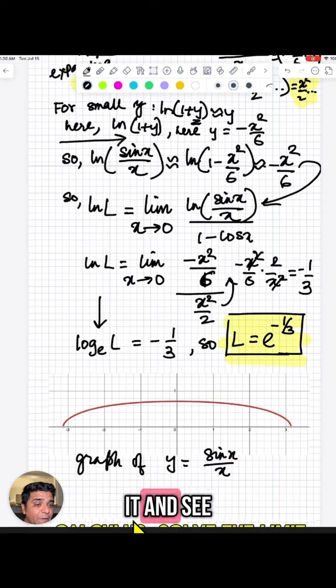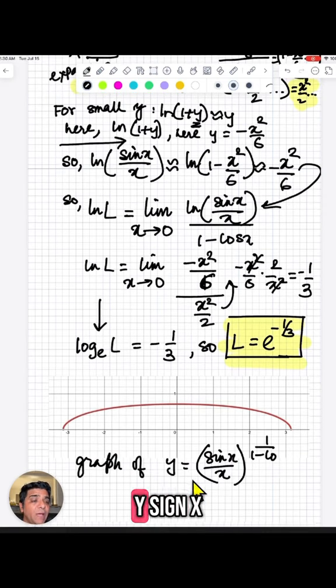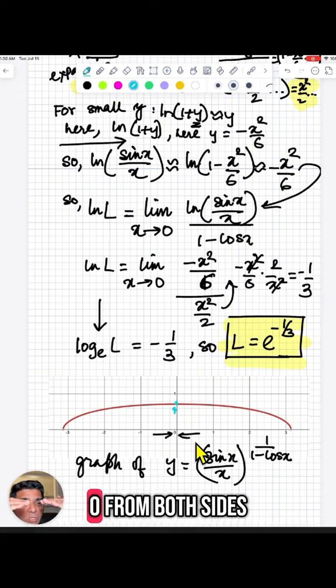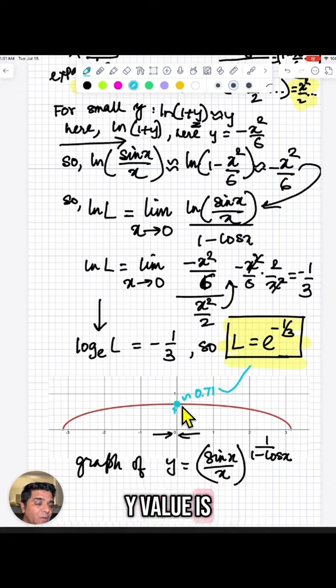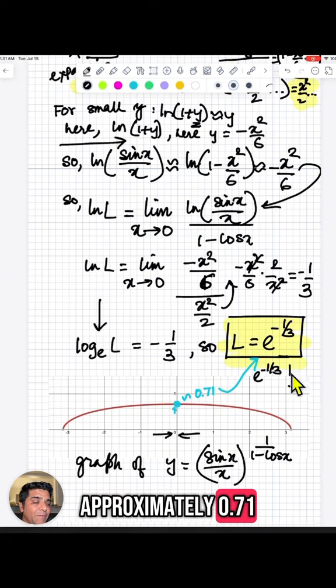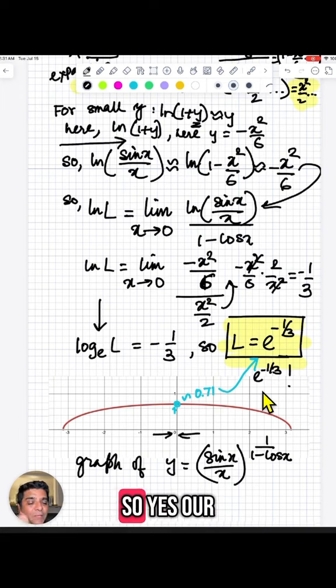So let's graph it and see if that is actually true. By graphing sin x over x to the power of 1 over 1 minus cosine x, as we approach 0 from both sides, you see the y value is approximately 0.71, which is e to the power of negative 1/3. So yes, our work is done.